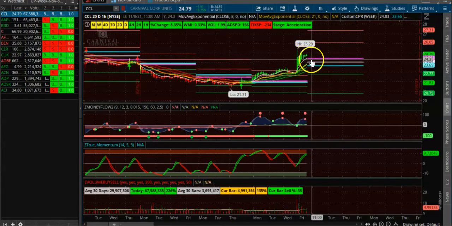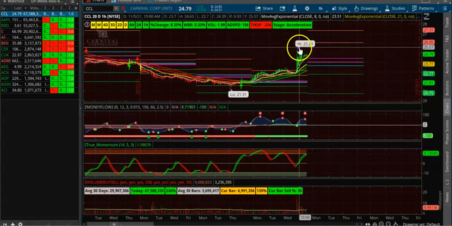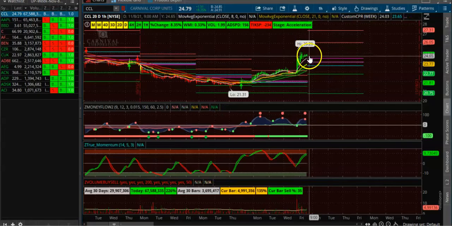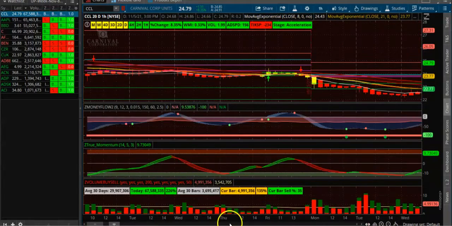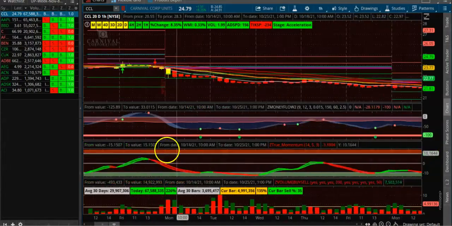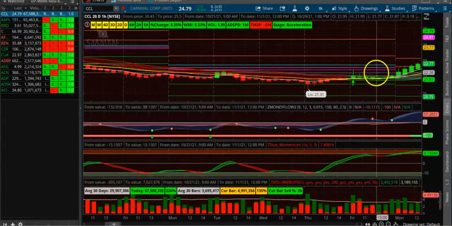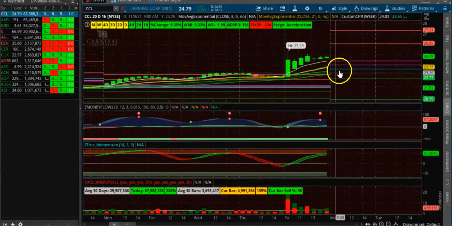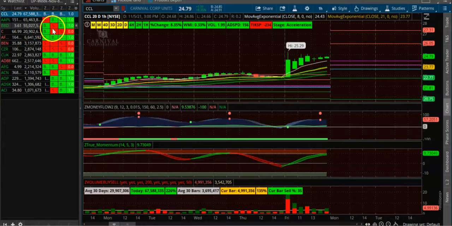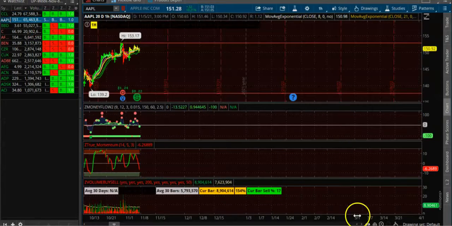Make sure the first candle opens above, right? So this is a heikin ashi candle. The first candle should not have any wick below. Okay, make sure there's no wick below. So once you see there's no wick below, you basically take the trade. Okay, next is Apple.